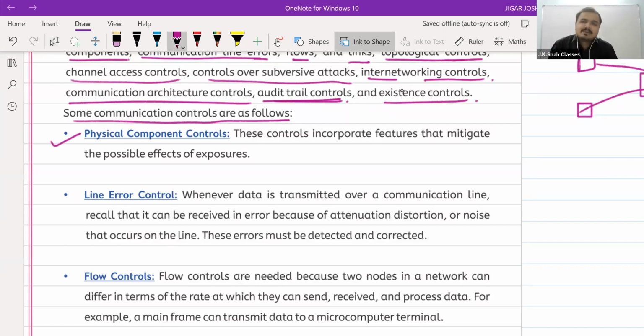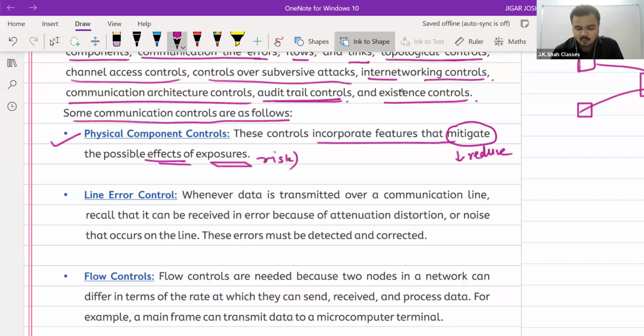Yes, sir. Because if I allow you to use my computer, then there could be a possibility that someone takes away the data from my laptop. Definitely yes. So control should be incorporated with features that mitigate. Mitigate means what? Sir, minimize or reduce the possible effect of the exposures, that is risk. So overall risk could be minimized. Understood? Yes, sir.